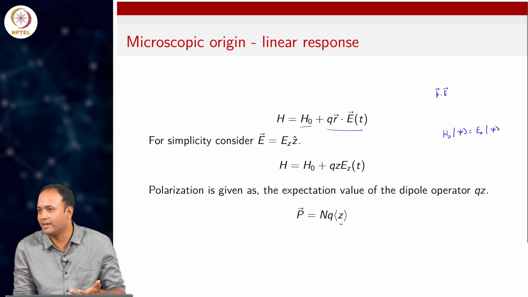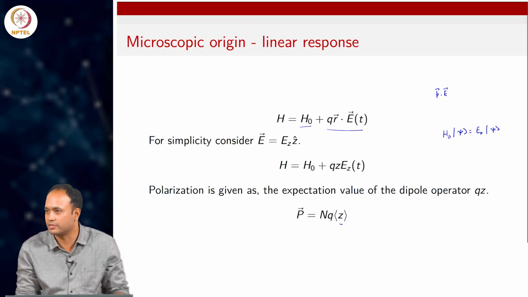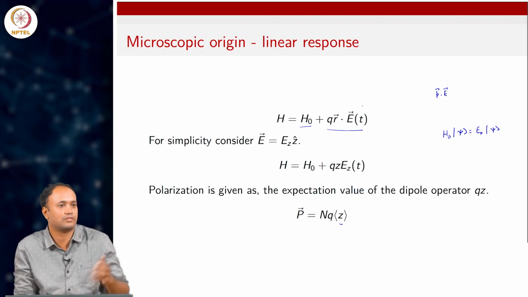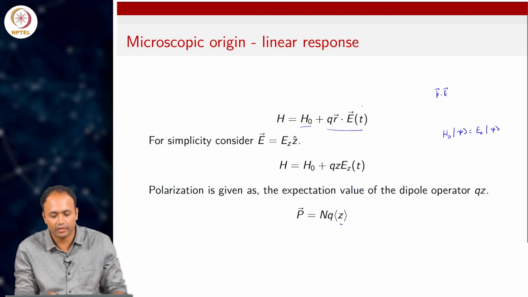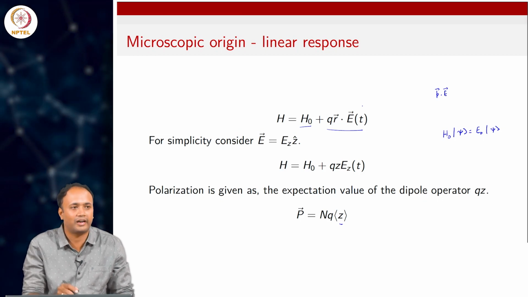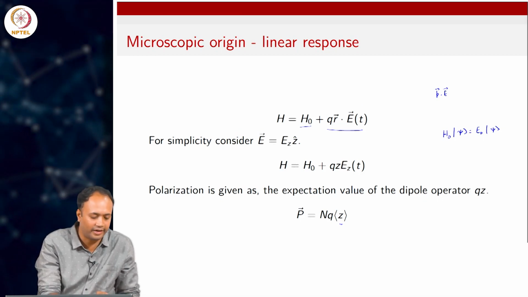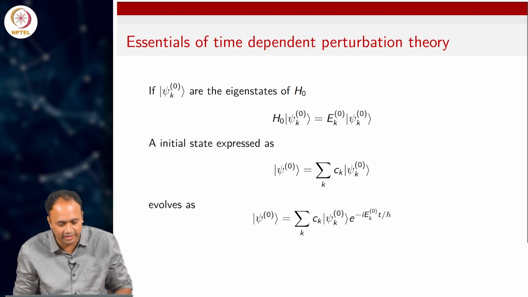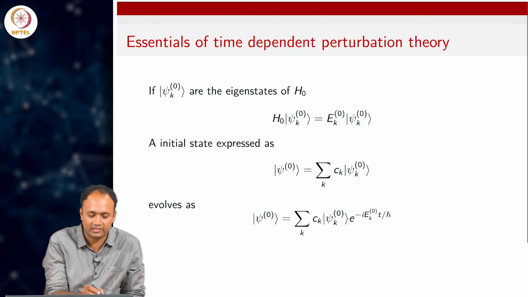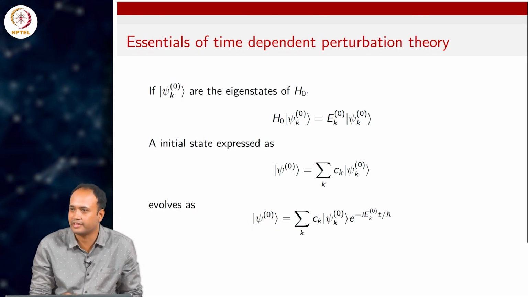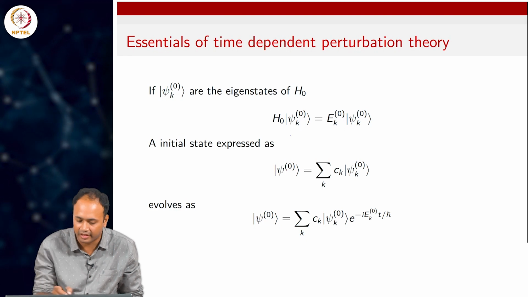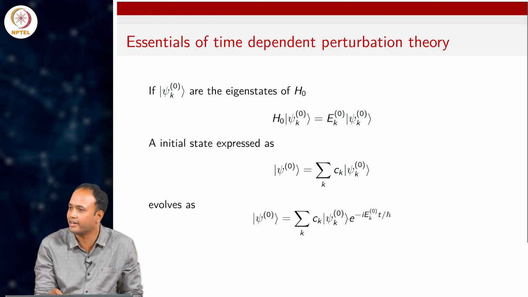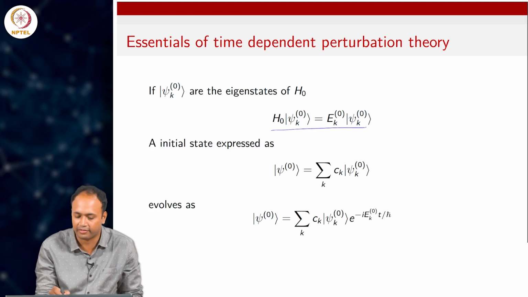But once the field comes in, this is no more the state of the system, it evolves based on this operator. For weak fields where this perturbative series makes sense, you can treat this operator as a perturbation. So that means you can employ time dependent perturbation theory. A quick recap of time dependent perturbation theory: let us say these psi k naughts are all the eigenstates of this H naught operator. Let us go step by step. H naught acting on this state psi k naught gives you the energy times psi k naught. That's the definition of an eigenstate, right?